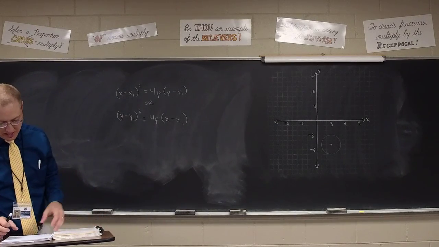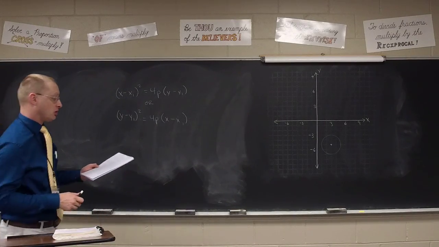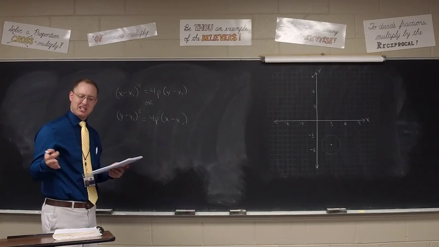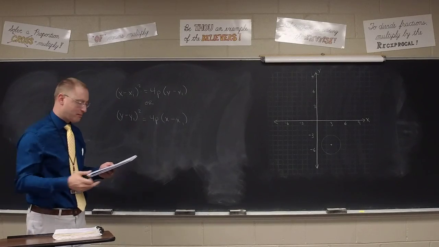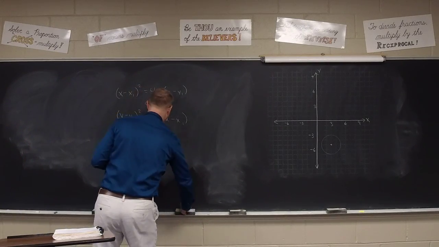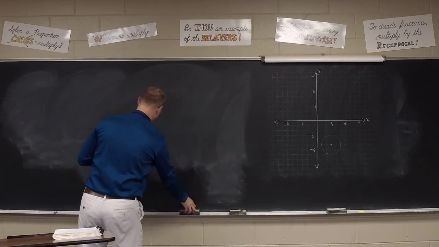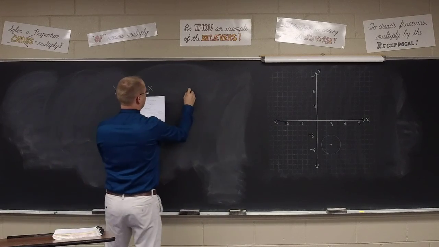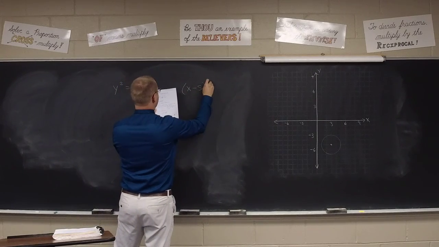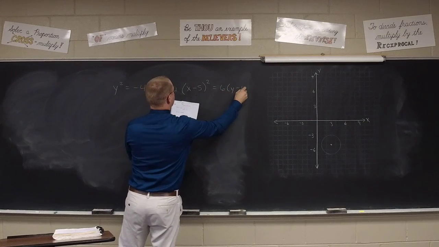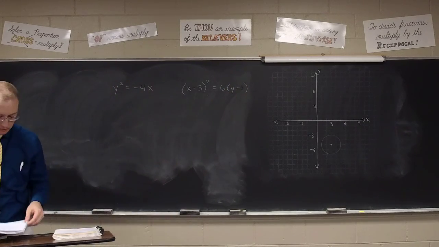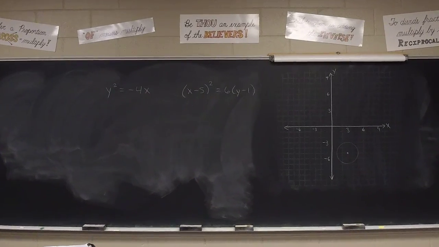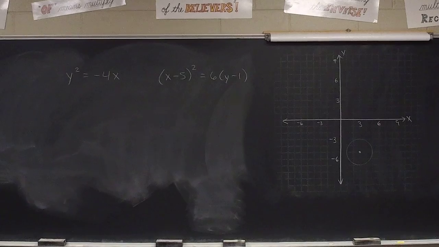I think you can use the same Cartesian plane you just used a moment ago, unless you have two circles on it, then you might not have room. I don't know. Maybe if you used a pen or something, maybe you could. I've got two parabolas that I want you to graph now on your graph paper. We've got y squared equals negative 4x, and (x minus 5) squared equals 6 times (y minus 1). So analyze and graph both of those.